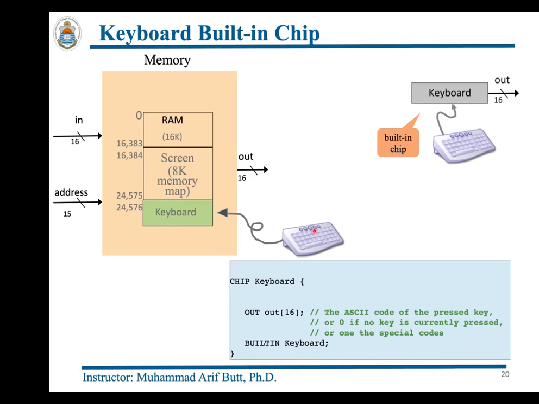Well, this keyboard is also interfaced with the hack computer using the memory mapped I/O technique, and since we need only 16 bits, the address map of this keyboard in the overall memory chip is 24576. So to summarize, whenever a program wants to read the key pressed by a user on the keyboard, it will simply read the 16-bit word at memory address 24576.